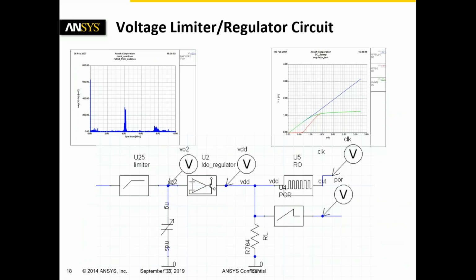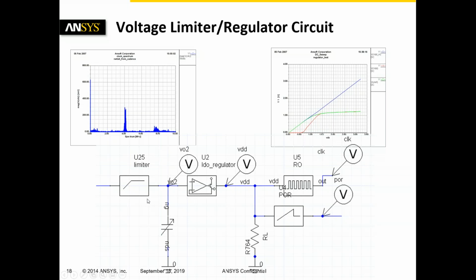The voltage limiter, which is a low dropout voltage regulator, the ring oscillator, and the POR circuits are shown in this schematic. So the figure on the bottom right corner shows the static behavior of the voltage limiter slash regulator as the input voltage is swept from 0 to 3 volts. We can see the outputs from the limiter, which is the green part, and the voltage regulator, which is the red part, are limited to 1.25 volts as expected.